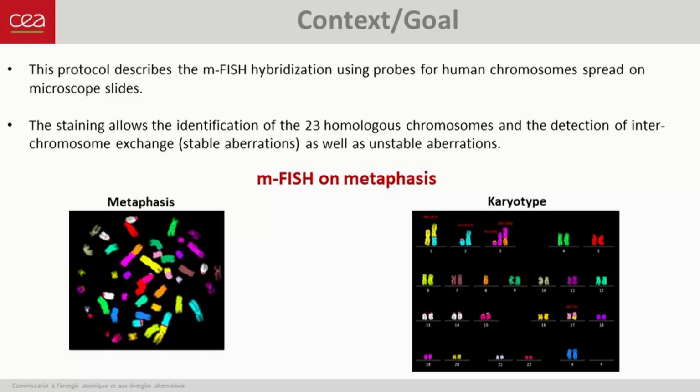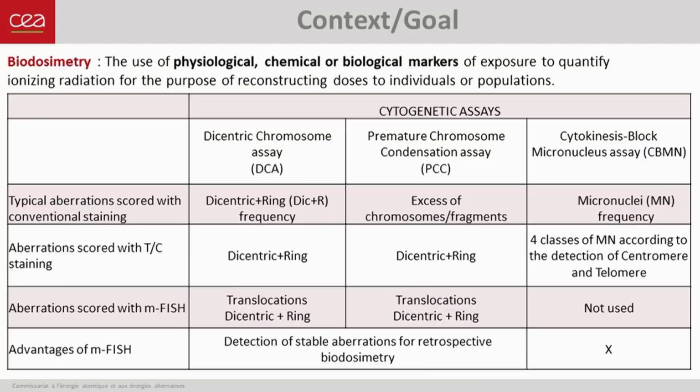Here is an example. On the left picture, you can see the M-FISH staining of metaphasic chromosomes and, on the right, the resulting karyotype. You can observe 2 dicentric chromosomes and 1 translocation. The latter will not be detectable with the conventional staining.